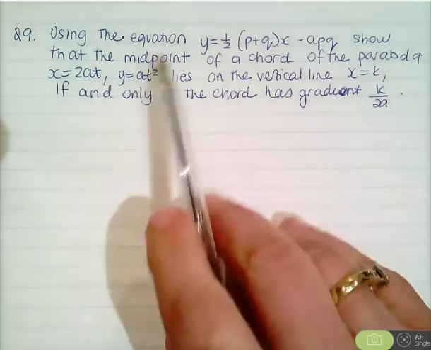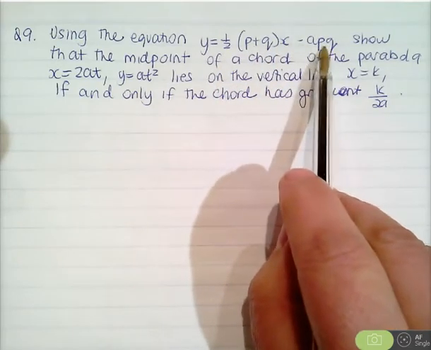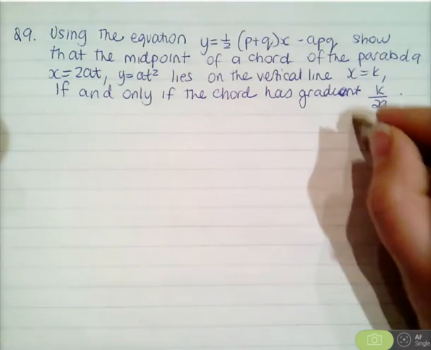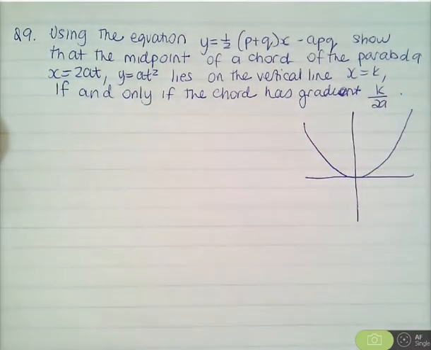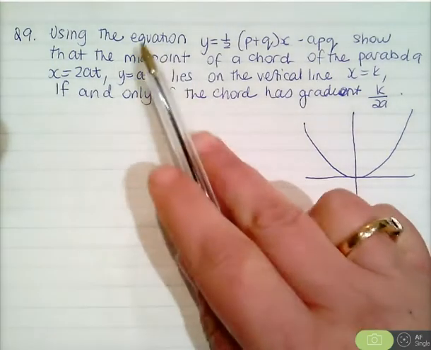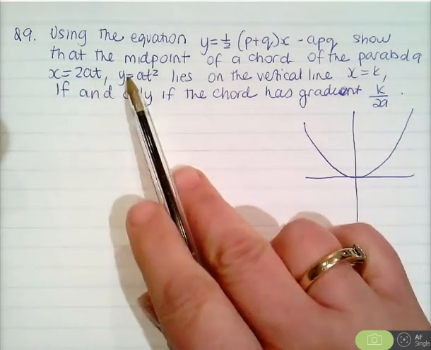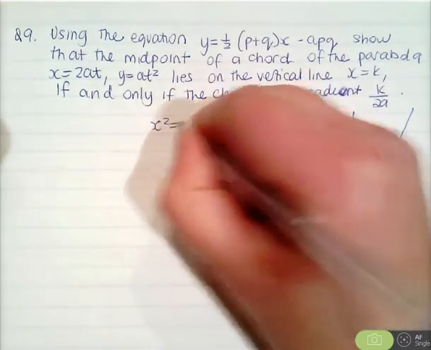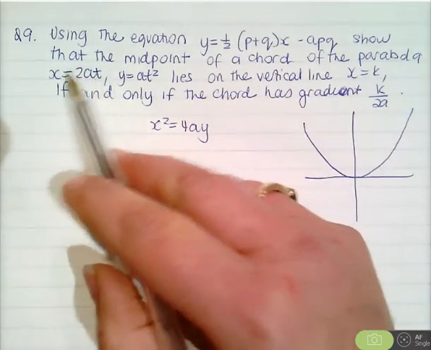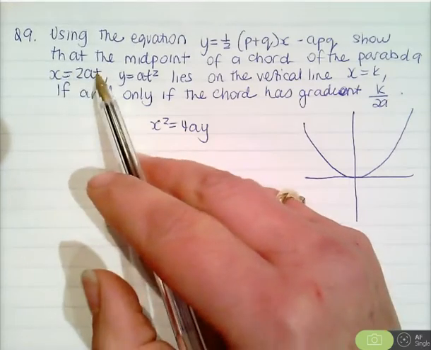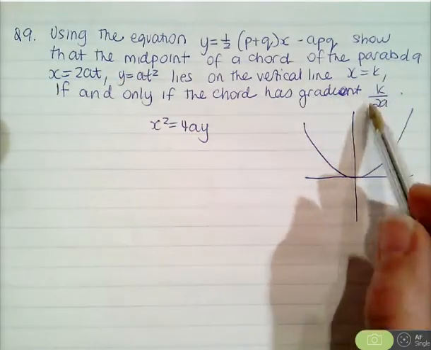Question 9, they're saying using the equation y equals a half (p plus q) times x minus apq. Hopefully you've recognized that as the equation of the chord PQ for the parabola x squared equals 4ay. So it says, using that equation, show that the midpoint of a chord of the parabola x equals 2at, y equals at squared. We know that that's the parabola x squared equals 4ay, because if you make t the subject, t is x on 2a. You put that in there and you will end up with x squared is 4ay.